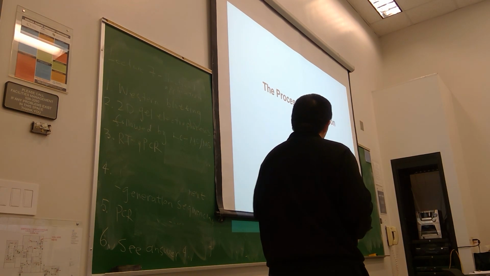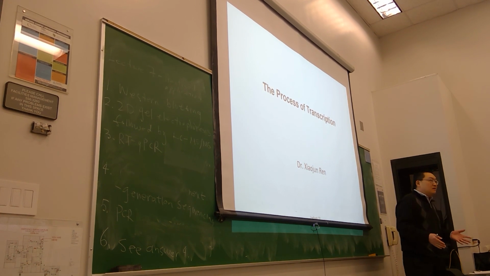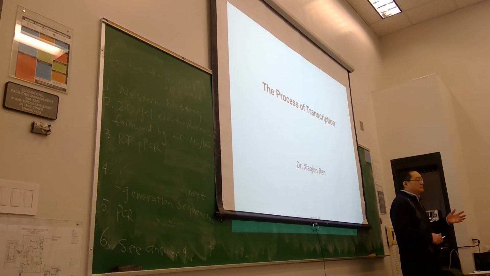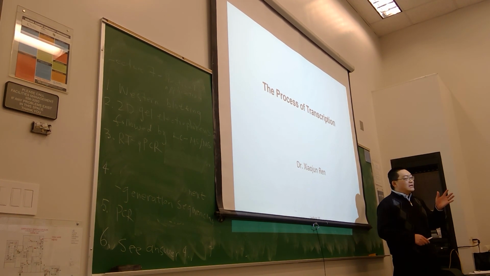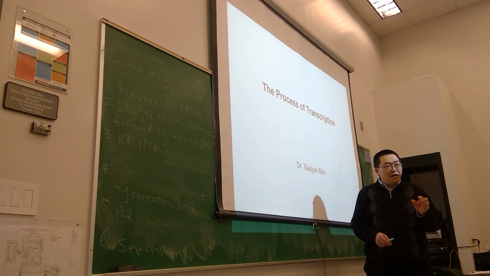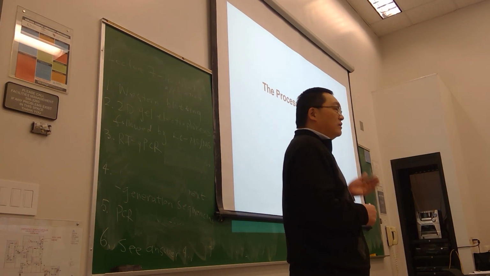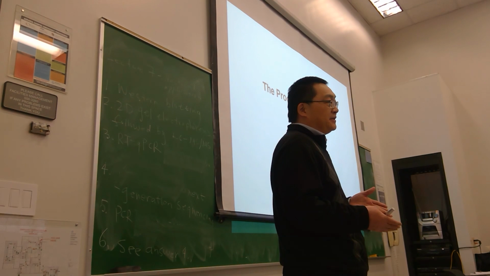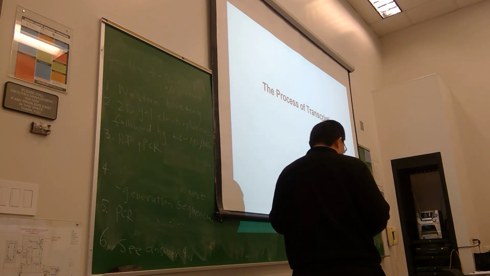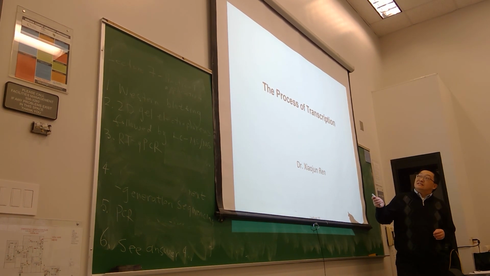So today we will talk about the process of transcription. Different cell types have different transcription. They express different genes, but the majority is control, the primary control is by transcription. They can also be controlled by translation and post-transcription processes. But the first step is transcription.